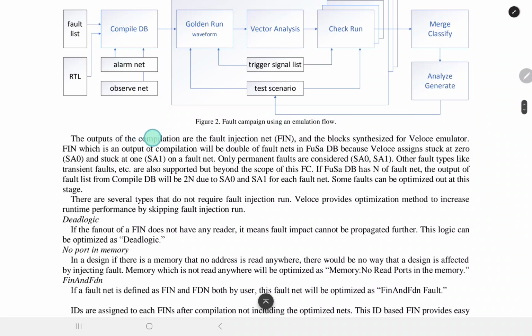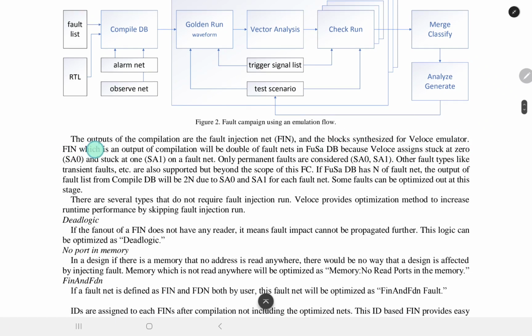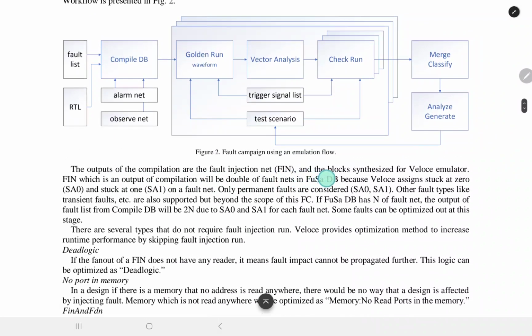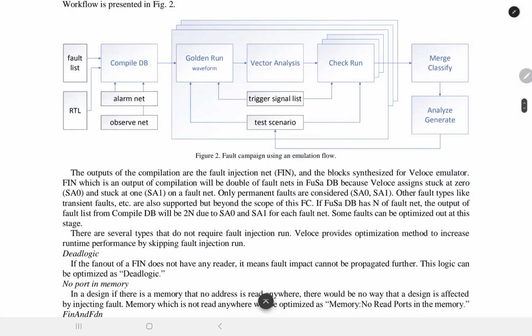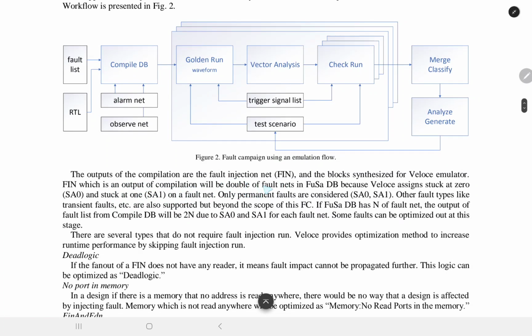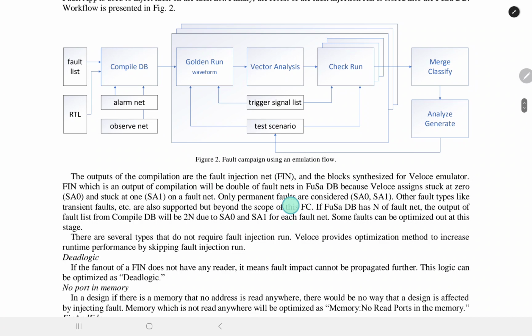The outputs of the compilation are the fault injection net, FIN, and the block that synthesizes the fault in the Veloce emulator. FIN, which is an output of compilation, will be double the fault nets in the FUSA DB because the Veloce assigns stuck-at-0, SA0, and stuck-at-1, SA1, on the fault net. Only permanent faults like SA0 and SA1 are considered. Other fault types like transition fault and so on are also supported but are beyond the scope of this fault campaign.